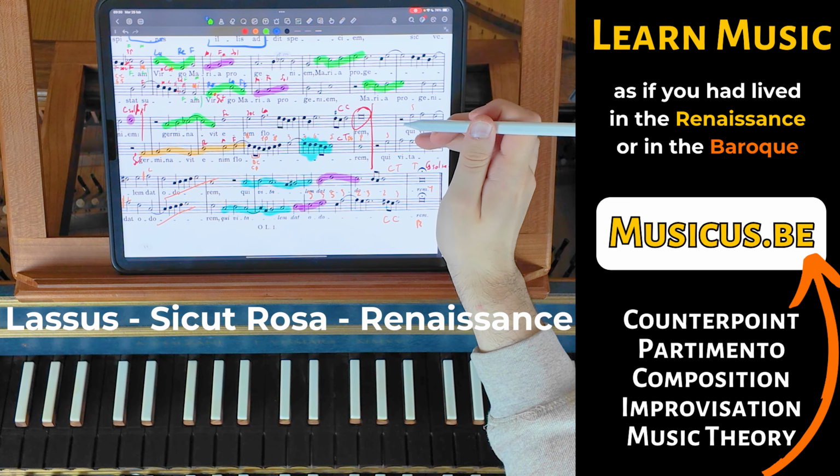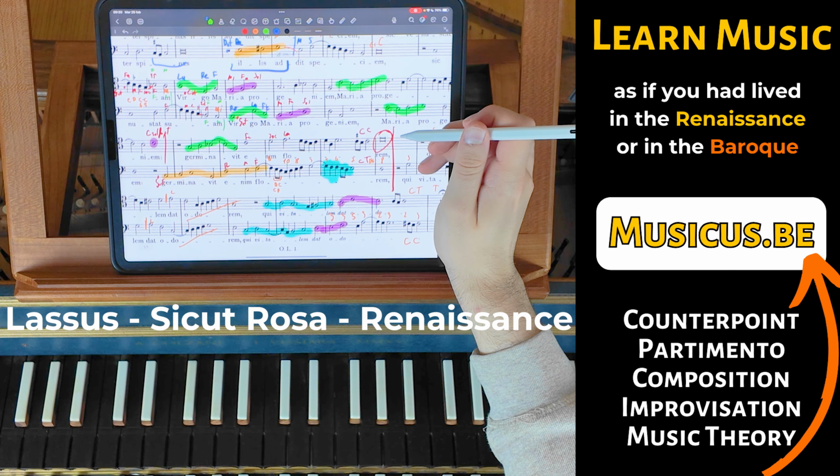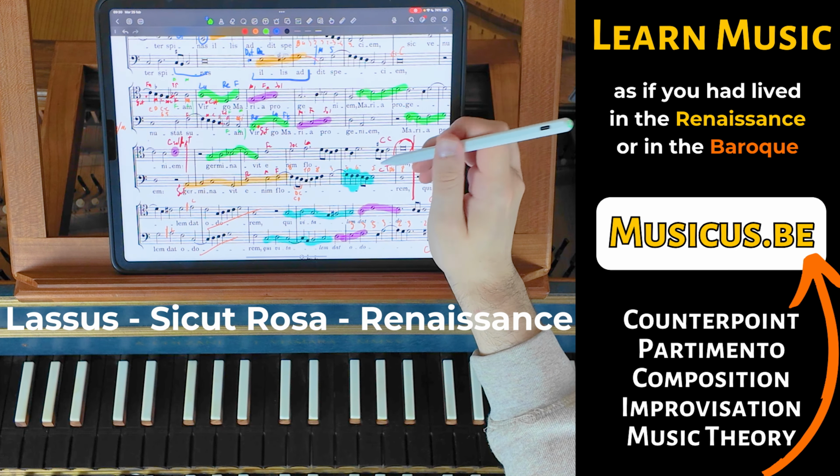Okay, and other things to say. We analyze the clausula. Sol, sol, fa, fa, mi, re, mi, re. The clausula with the figuration: sol, fa, fa, mi, re, mi, re, and sol, fa, mi, fa, sol. This is the ornamentation in the cadence.